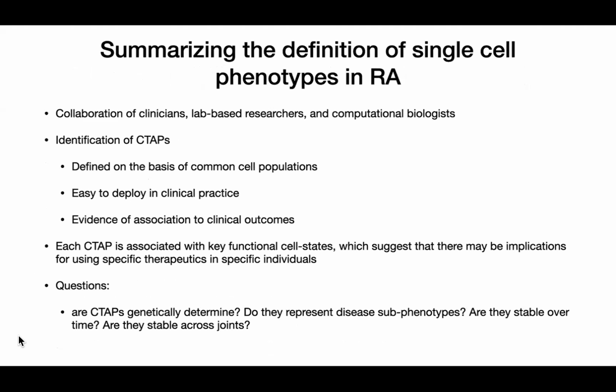Just to summarize this section on the AMP, this was a collaboration of clinicians, lab-based researchers, and computational biologists to really understand the synovial architecture of disease. We defined these CTAPs, which are defined on the basis of common cell populations, and it's really easy to deploy in clinical practice. And then there's evidence of association of clinical outcomes.